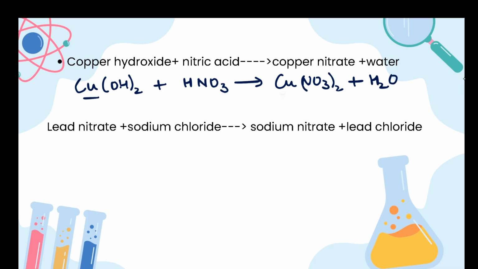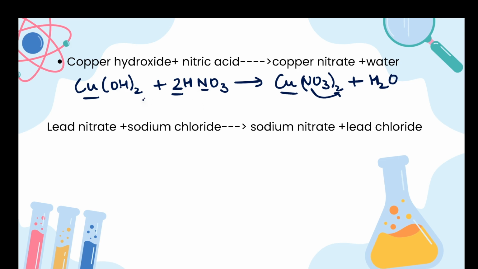Copper is 1, here also 1. Oxygen is how much? 3 and 2, 5. Hydrogen is 2 and 1, 3. Nitrogen is 1, and here if you see, nitrogen is again 2 over here. So firstly we will balance the nitrogen. Once nitrogen is balanced, the rest of the elements will also get balanced here.